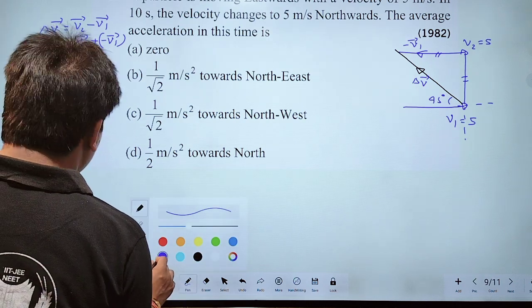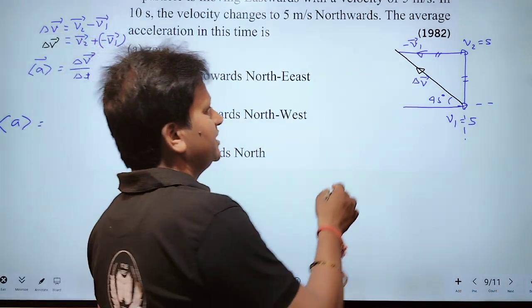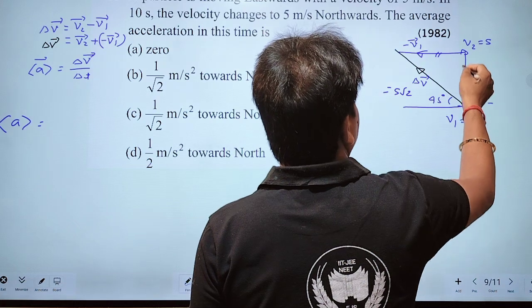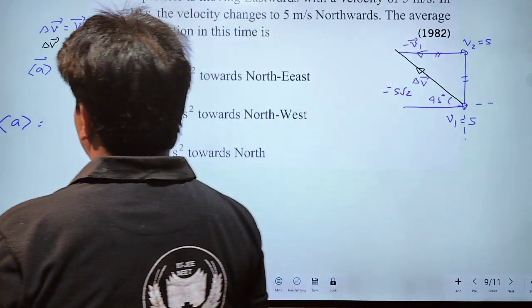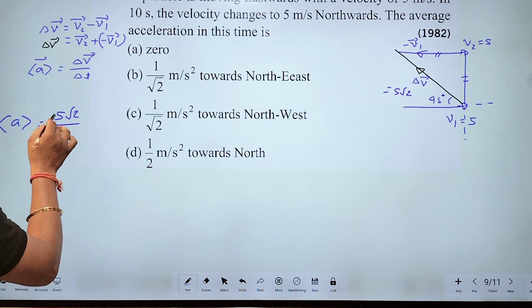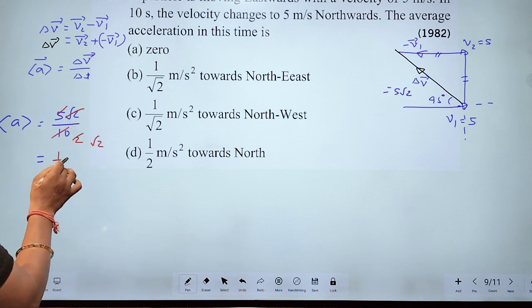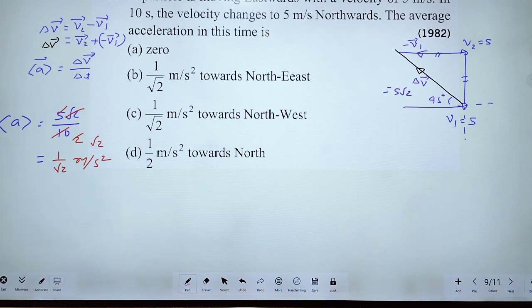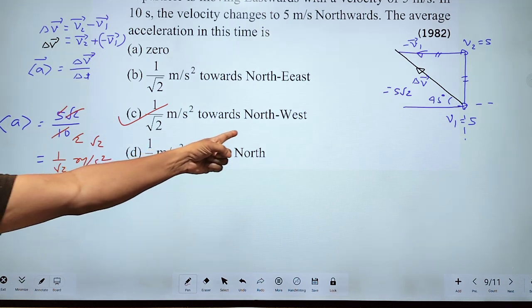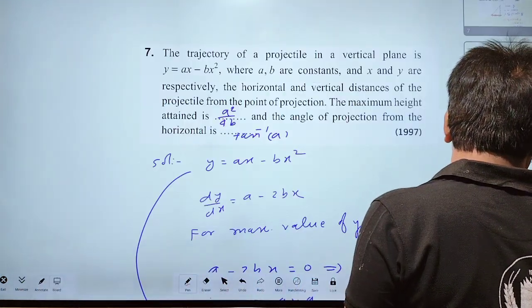Now we are going to find magnitude. What will be magnitude of delta V? Delta V will be 5 root 2. This is 5, this is 5. Hypotenuse will be 5 root 2. And time taken is 10 seconds. Therefore, this cancels out and this cancels out. Therefore, 1 by root 2 meter per second square. This is magnitude, and direction will be northwest. This option will be correct. Clear? Now I am going to solve question number 9.